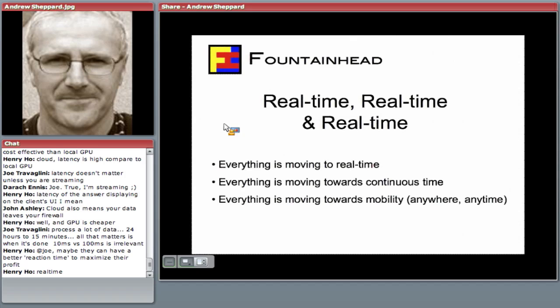Now, I think the whole world is going real time, but I think finance will get there first because there's such huge financial incentives. We're also moving to continuous time in the sense that people expect access to this data all the time, and also in terms of mobility, they expect to get it anytime, anywhere. Again, I think GPUs will be very good for this aspect of finance, because it'll essentially deliver lots of added value data in real time, pretty much anywhere, anytime anyone wants it.